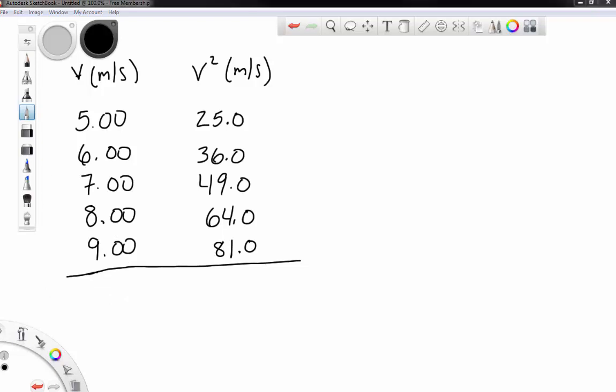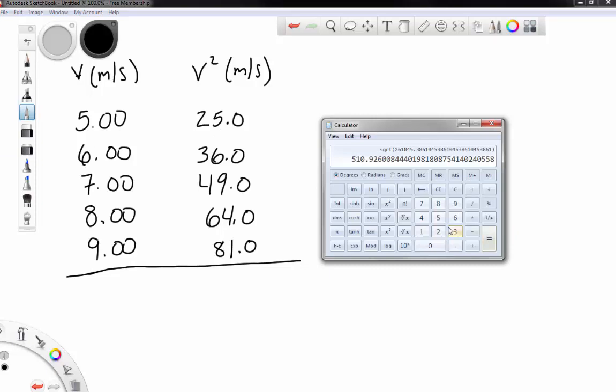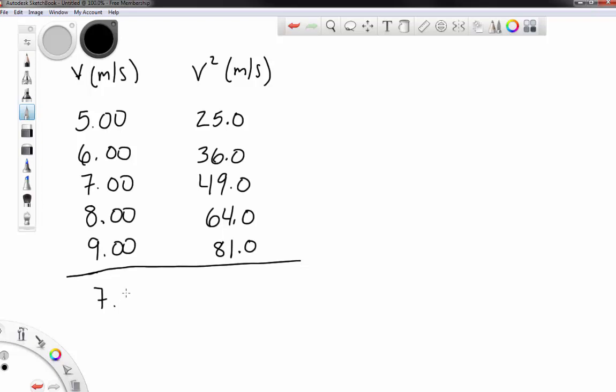So just so you can follow along, here's the calculator. So 5 plus 6 plus 7 plus 8 plus 9. And there are 5 of these, so we're going to get 7. So in this column, the average ends up being 7.00. And of course, if I wanted to find the average squared, that would be 49 meters squared per second squared.